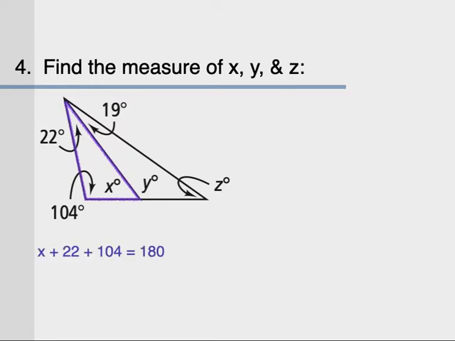So to solve for x, look at the corners of the small triangle it's part of. Those 3 corners should add up to 180. Add your like terms, and then get x by itself.